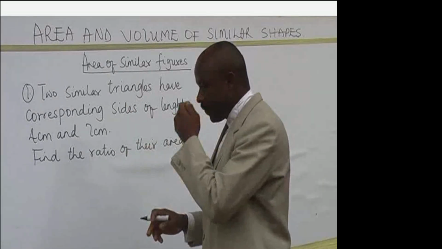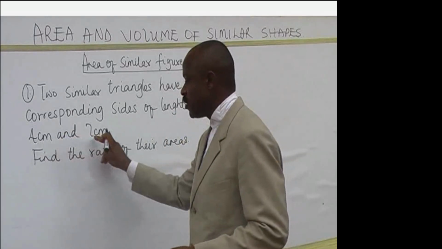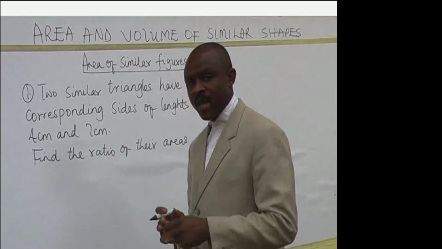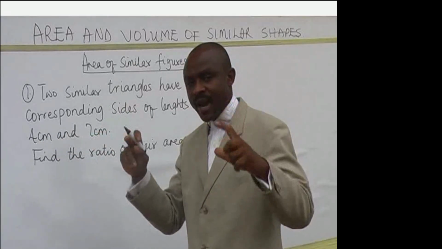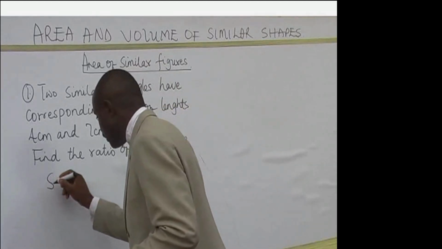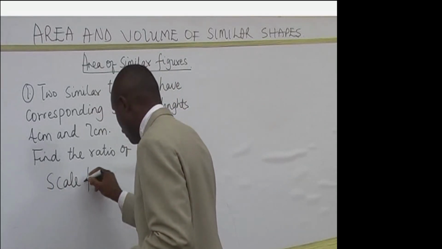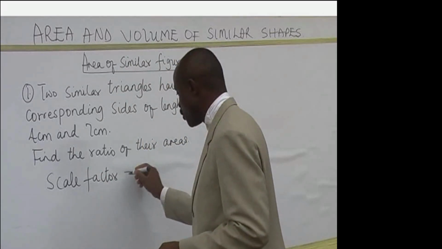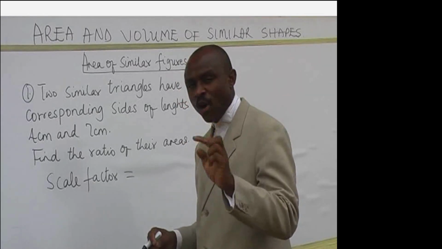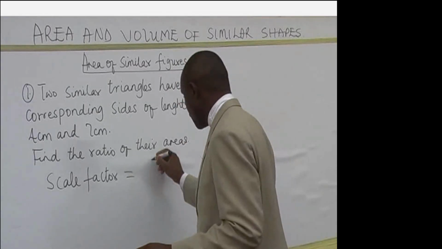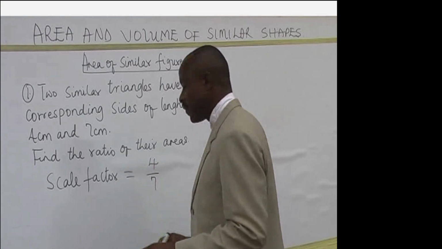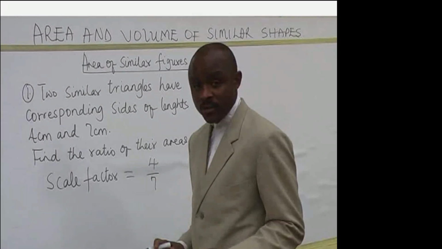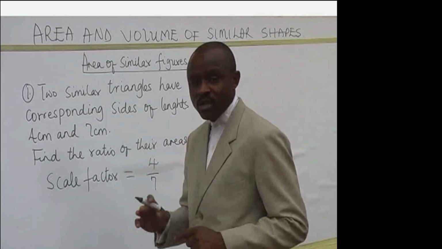From this question, the corresponding sides of these two similar triangles measure 4 cm and 7 cm. As long as it is the corresponding sides, that means the scale factor for the two similar triangles is equal to the ratio of their corresponding sides, which is 4 all over 7. Even if you write it 7 all over 4, you see the same thing. It's also a ratio. Ratio is trying to divide something by something.